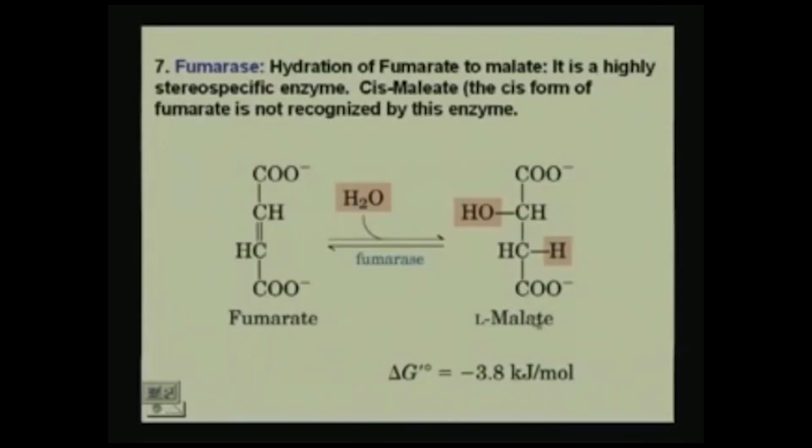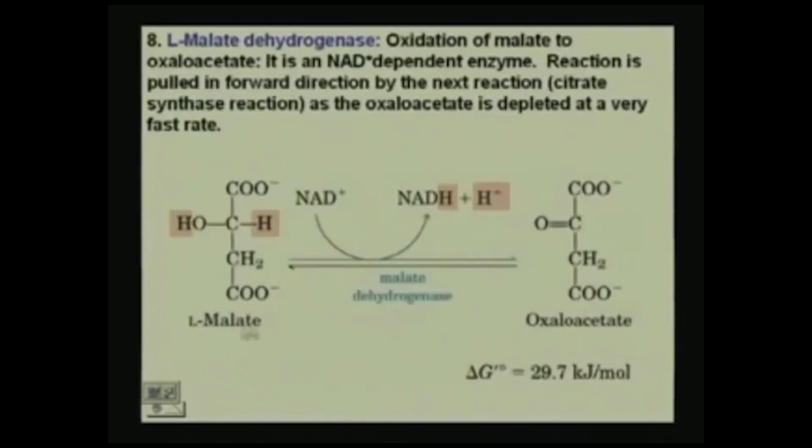Fumarate to malate. This is fumarase, where we have H2O forming malate. Then we have malate back to oxaloacetate. Finished. So you have oxaloacetate that is ready to pick up another acetyl CoA to form what? Citrate. So that is the whole cycle.